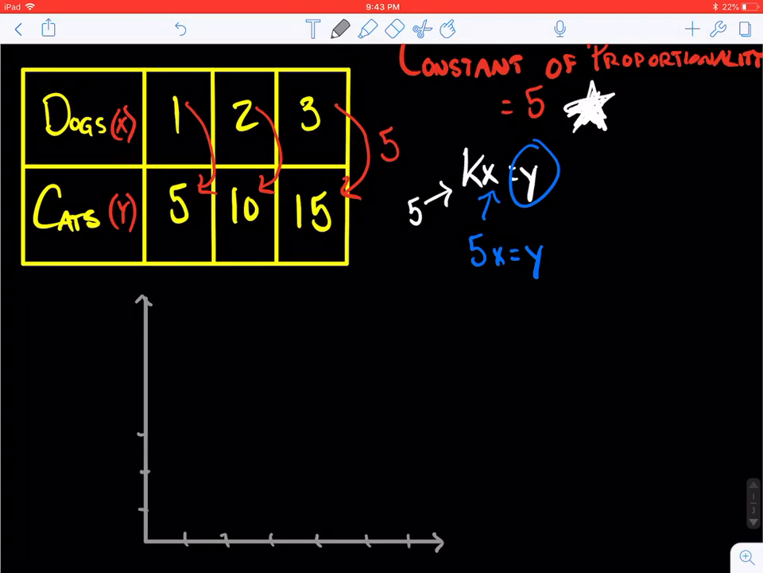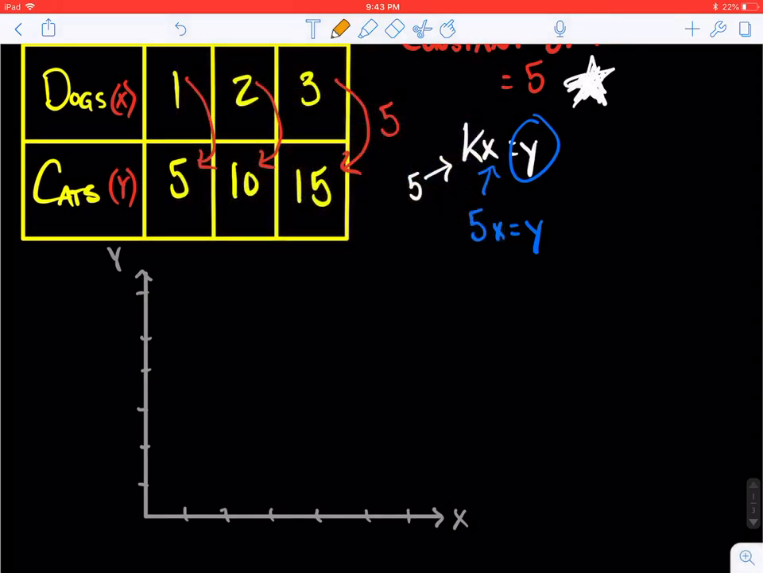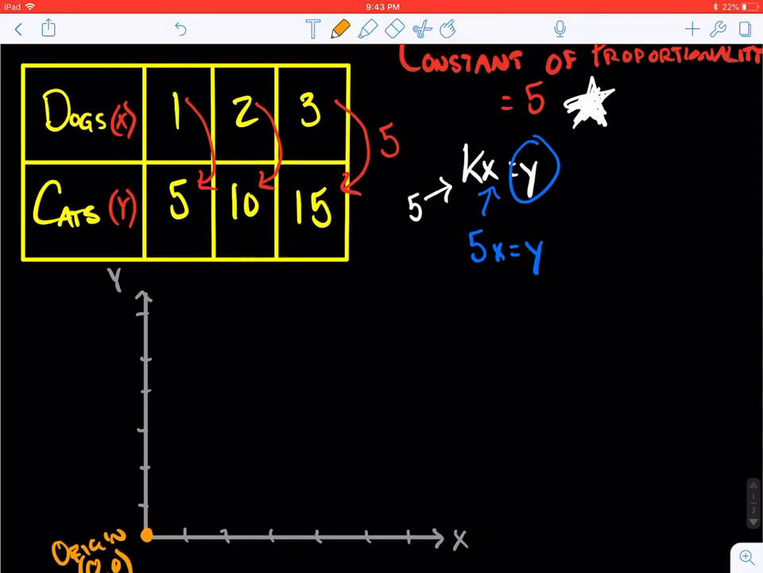We know that the horizontal axis is always the x values, and the vertical axis is always the y-axis. Now, also importantly, we know that this origin down here is represented as the point of 0, 0. This is going to be very important for these types of equations.